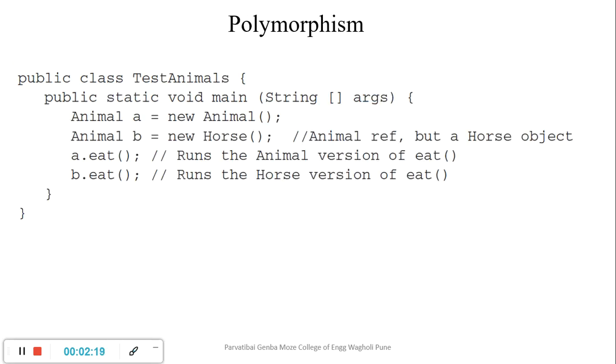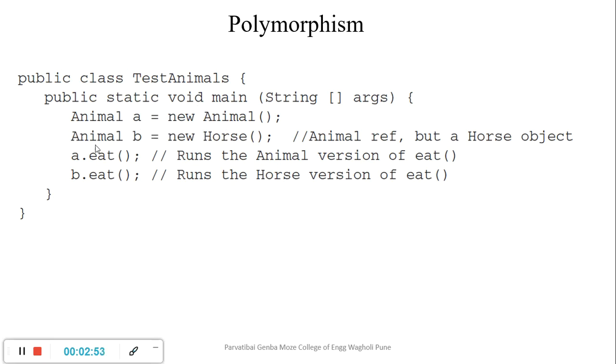Now how is this used in polymorphism? We have declared another class TestAnimal, and in the main method, public static void main String args, this is the signature of the main method, we have created first Animal a is equal to new Animal. So this a is a reference variable of type Animal and created with an object of the Animal class. When we run a.eat, it will print the Animal version of the eat method.